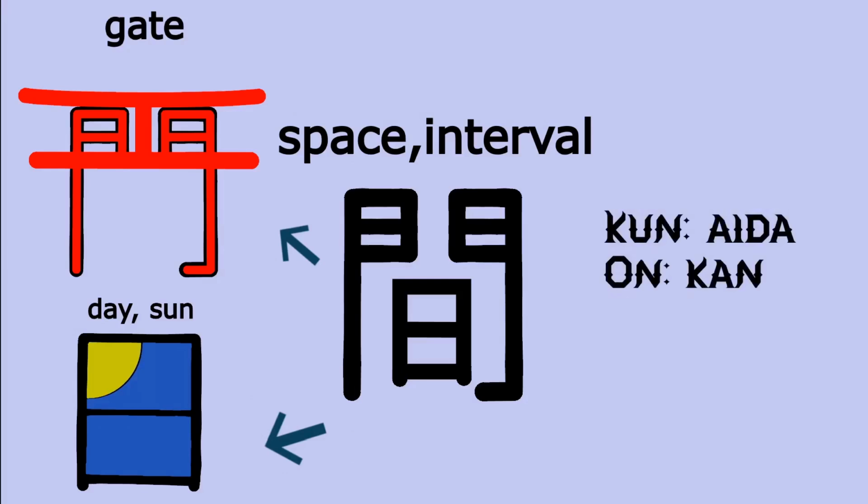The kun reading for space or interval is aida. And we can remember it with a philosophical question actually. What's the big idea behind space? Who said philosophical questions are not allowed for remembering kanji?